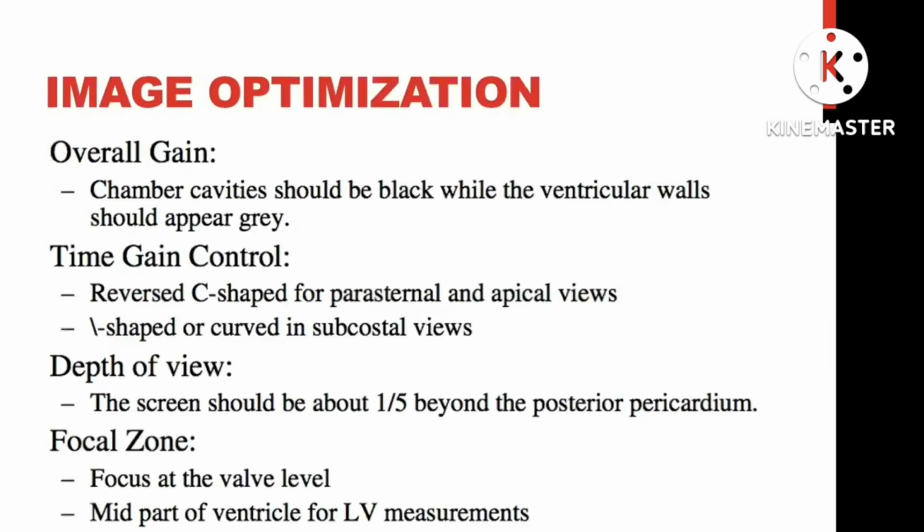So how do you optimize the image? You can adjust the gain. Sometimes the whole thing becomes white, so you need to decrease the gain, or sometimes it becomes all black, so you need to adjust that. Time gain control is a different area. Adjust the gain on different sides, like the proximal or distal, you need to adjust that.